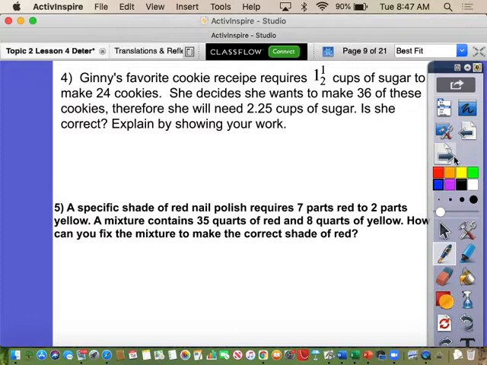First thing that I would probably ask myself on this problem is, what two things are we comparing? So what are those two things, Carter? Well, we're comparing how much cookies we can make and what? So cookies to sugar.